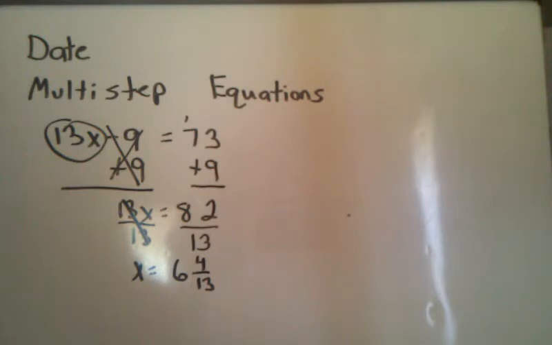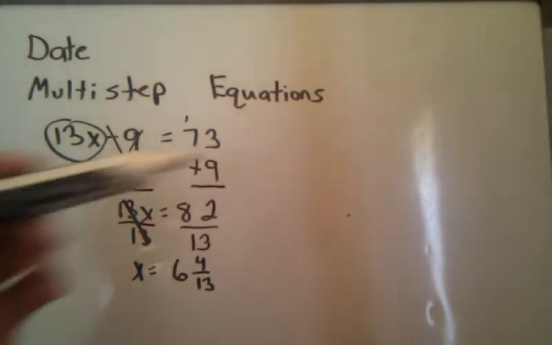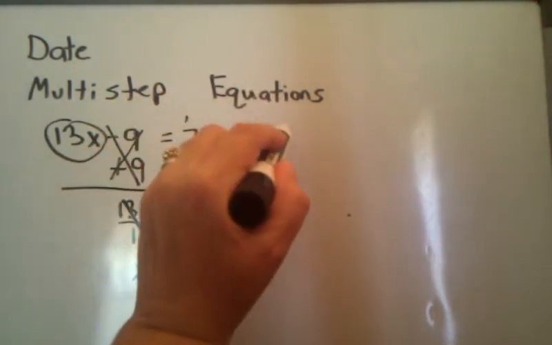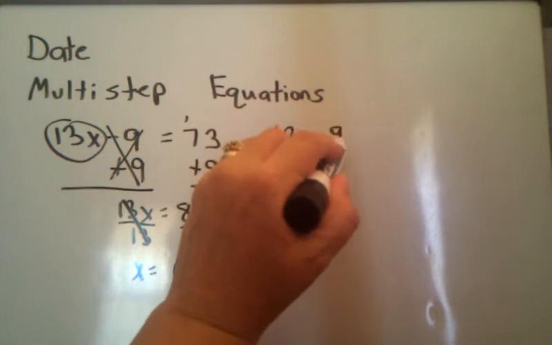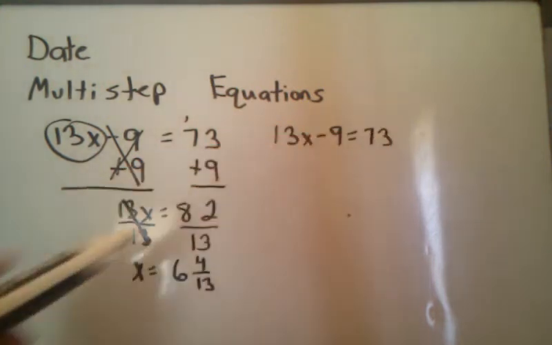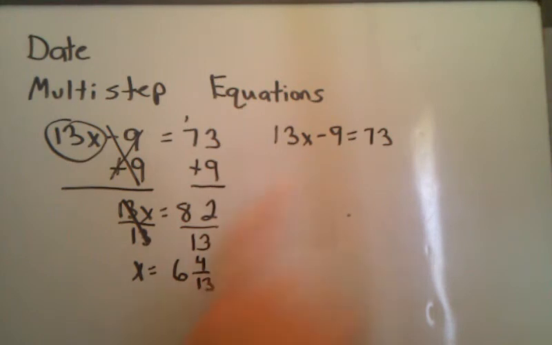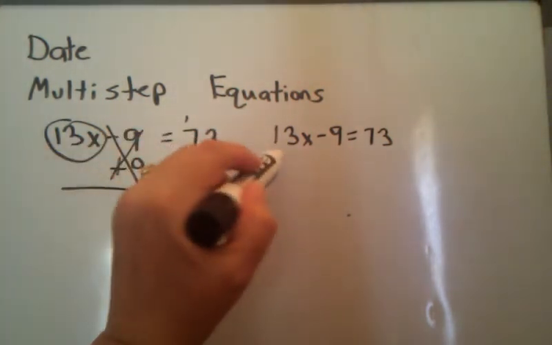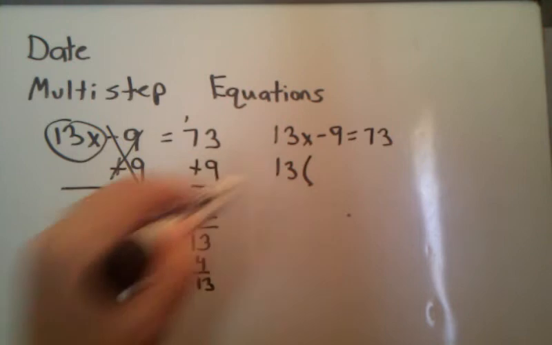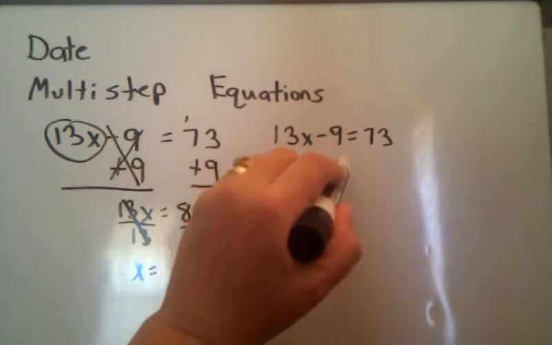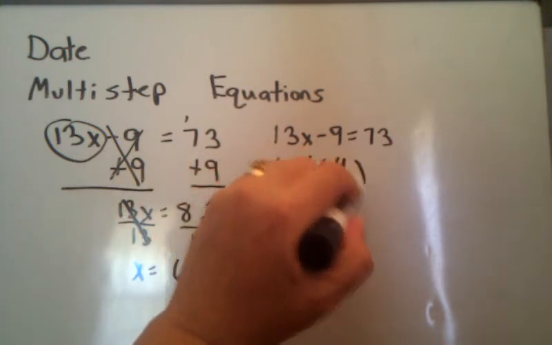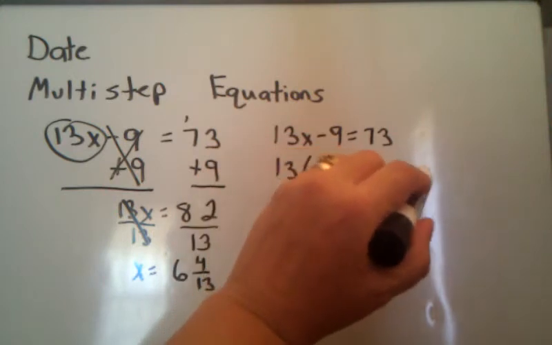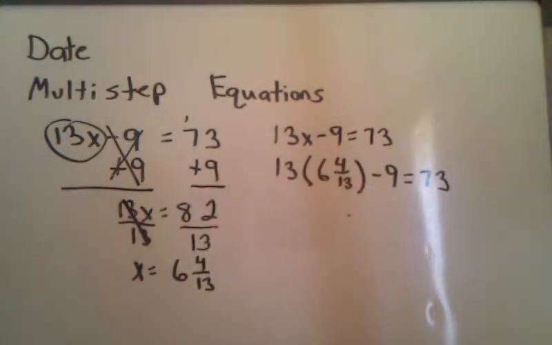Then to check, I have to go back to my original problem. My original problem was 13x minus 9 equals 73. And I write it down exactly like it is, but instead of x, I put my answer. So 13, now there's x. So instead of x, I'm going to put 6 and 4 over 13. Besides that, it's exactly the same. Minus 9 equals 73. Okay? And then I would go through and solve that.